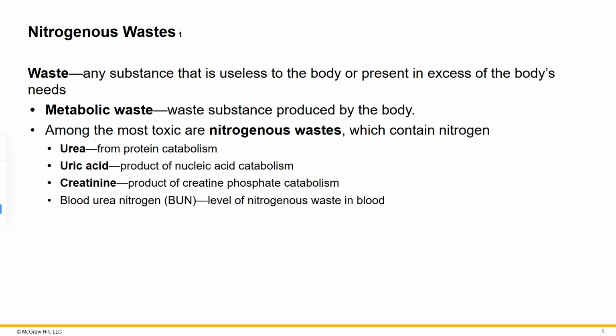So we break down proteins into ammonia, which then gets converted to urea through the urea cycle. If we were to allow it to stay as ammonia in the body, ammonia is highly toxic and we would die very quickly. So, good thing this urea cycle exists. Uric acid is a product of nucleic acid catabolism, and creatinine is a product of creatine phosphate catabolism. Blood urea nitrogen is the level of nitrogenous waste in the blood, so it takes into account all of those.